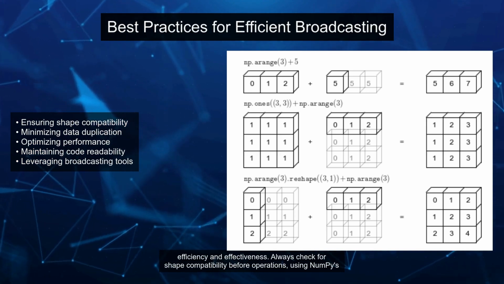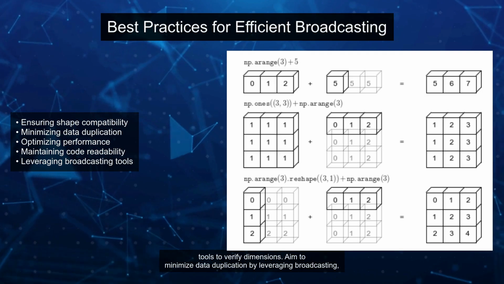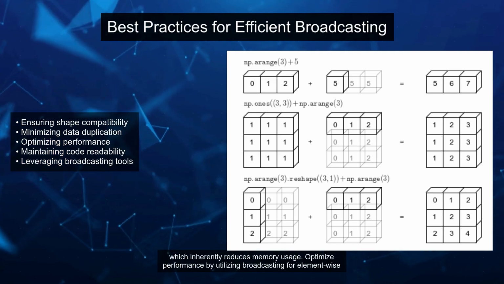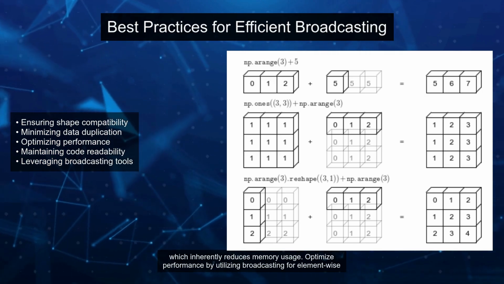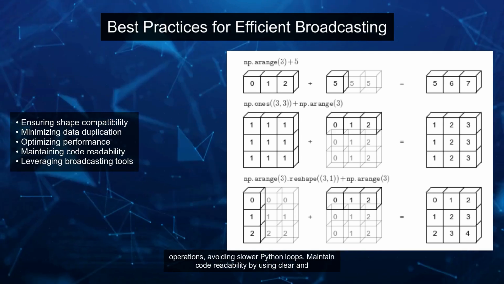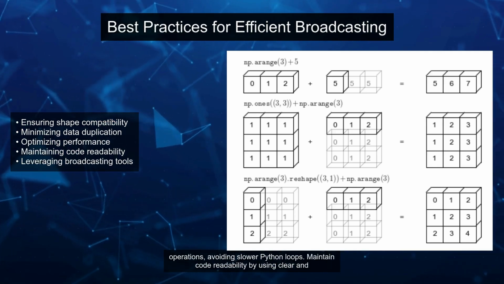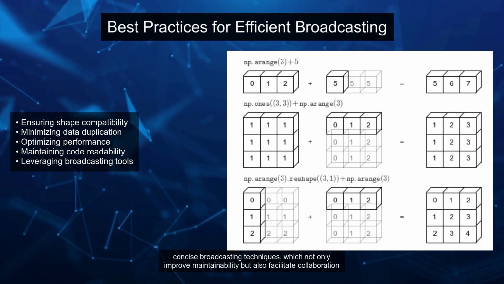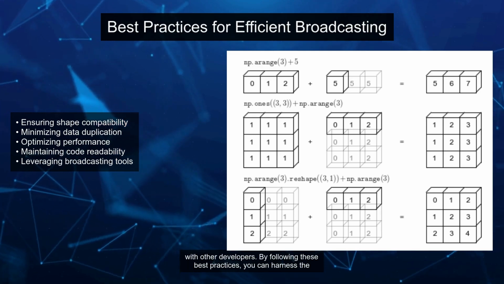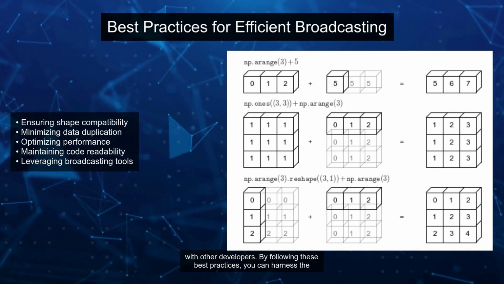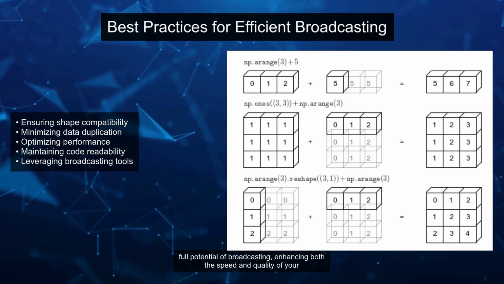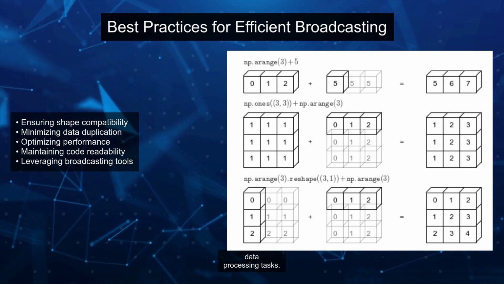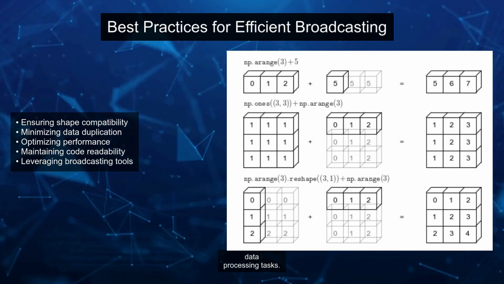Always check for shape compatibility before operations, using NumPy's tools to verify dimensions. Aim to minimize data duplication by leveraging broadcasting, which inherently reduces memory usage. Optimize performance by utilizing broadcasting for element-wise operations, avoiding slower Python loops. Maintain code readability by using clear and concise broadcasting techniques, which not only improve maintainability but also facilitate collaboration with other developers. By following these best practices, you can harness the full potential of broadcasting, enhancing both the speed and quality of your data processing tasks.